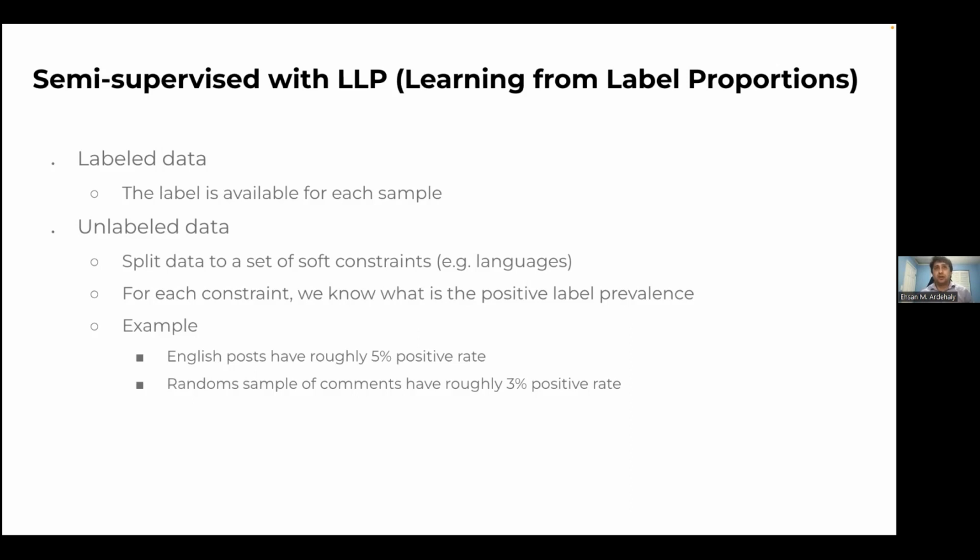And then for each constraint, we know the positive label prevalence. We call it the prior knowledge of the population. For example, our prior knowledge is that English posts have roughly a 5% positive rate. So this is a prior knowledge for English. Or a random sample of comments has roughly a 3% positive rate. We want to leverage this population-level data and train a classifier.